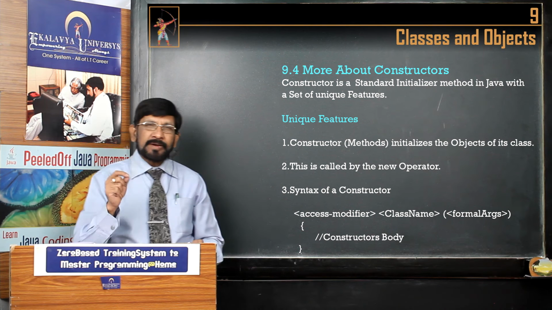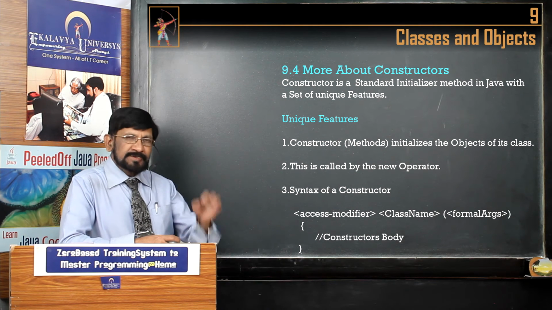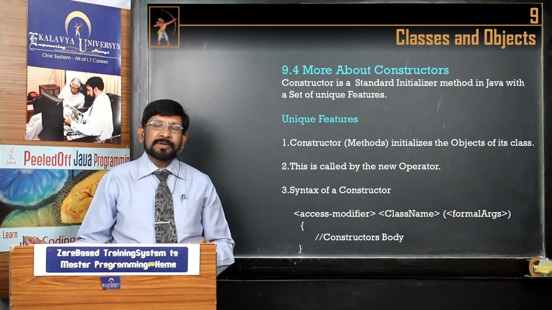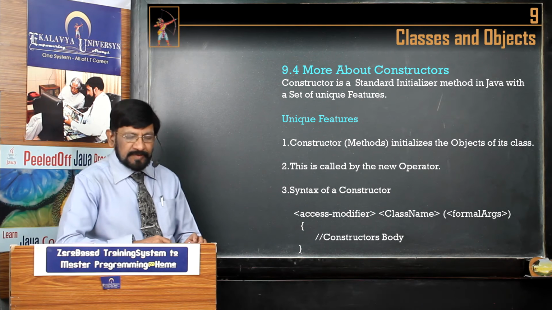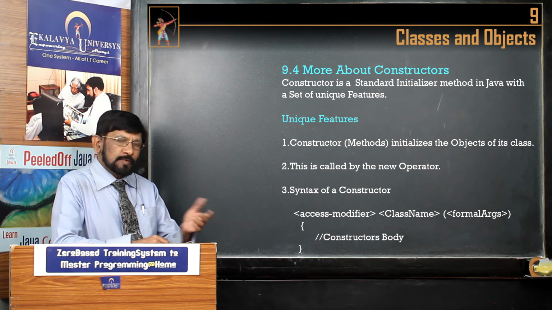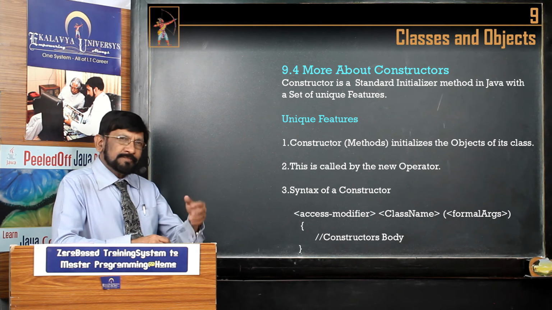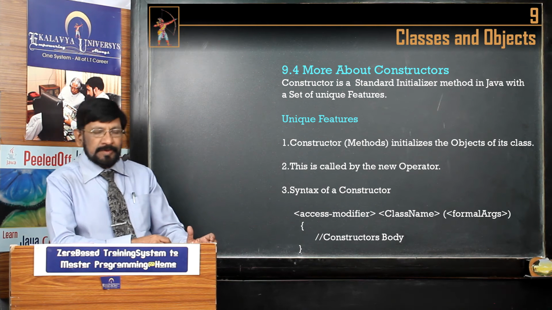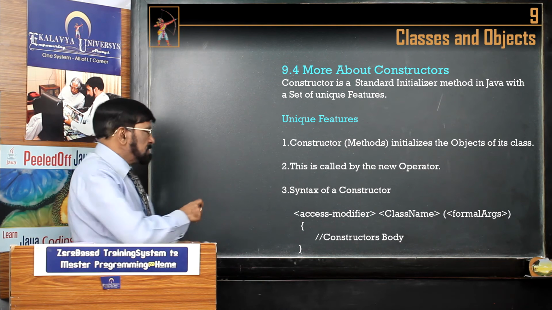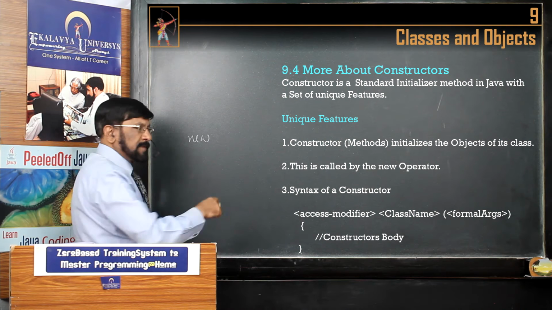These are meant for initializing instance variables of a class. These constructors have some unique features. First, we have to focus on them. Constructors, as I told you, you have to understand as initializer methods of an object, meaning for the instance variables of the object.